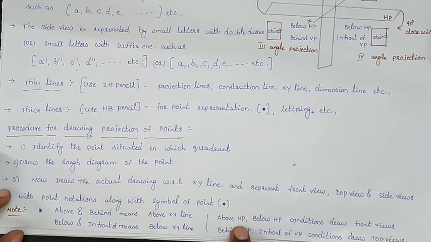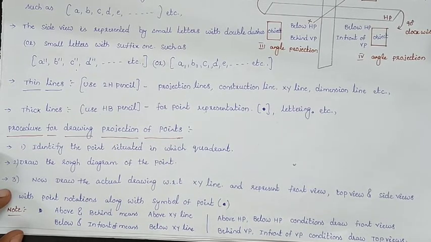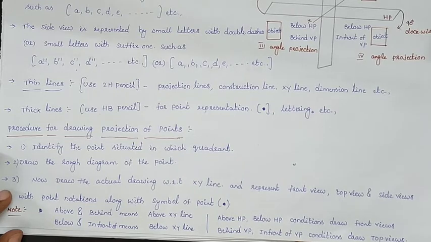Similarly, above HP and below HP conditions: in these two conditions you can draw the front view only. And behind the VP and in front of the VP conditions, always we will draw the top view only. So this is the important note. By following this note also you can draw the projections of a point, or you can follow the rough diagram and we will draw the actual diagram from the rough diagram also.